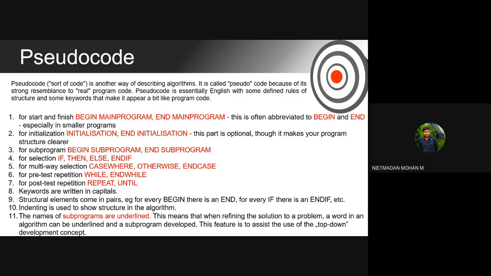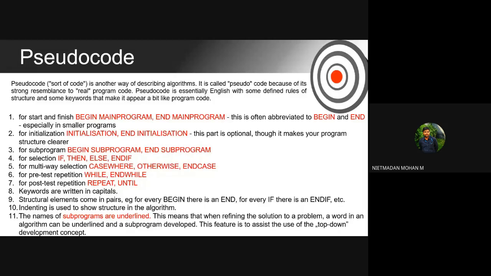Indenting is used to show structure in an algorithm. So first we want to write an algorithm, and you want to create a structure for those algorithms by using the pseudocode. The names of subprograms are underlined. That means that it will refine the solution to a problem. A word in an algorithm can be underlined in subprogram development. This feature is assessed to use the top-down development concept. So the concept is totally different.